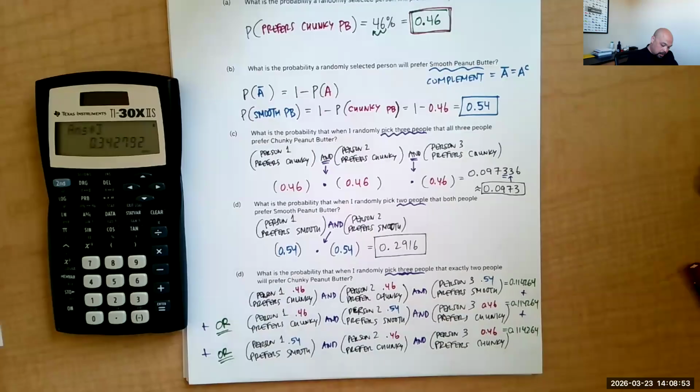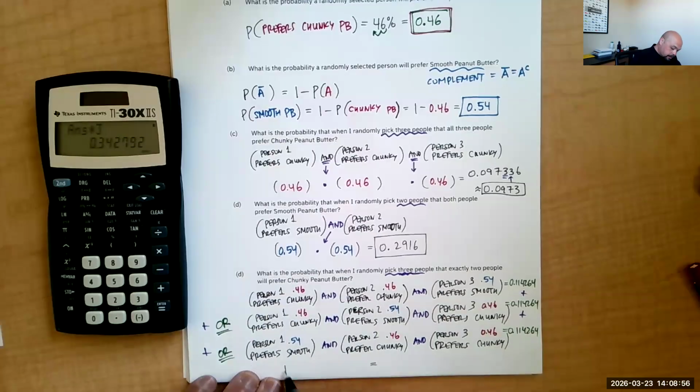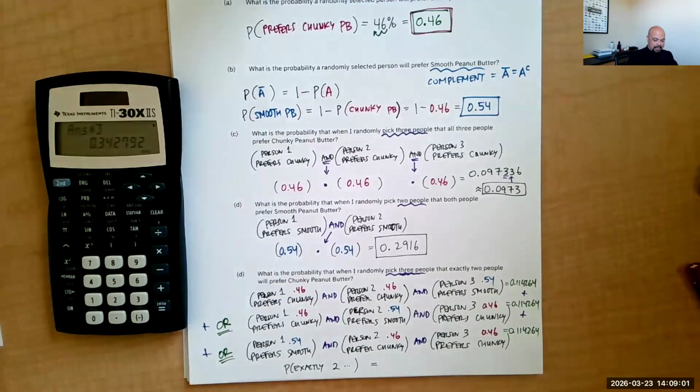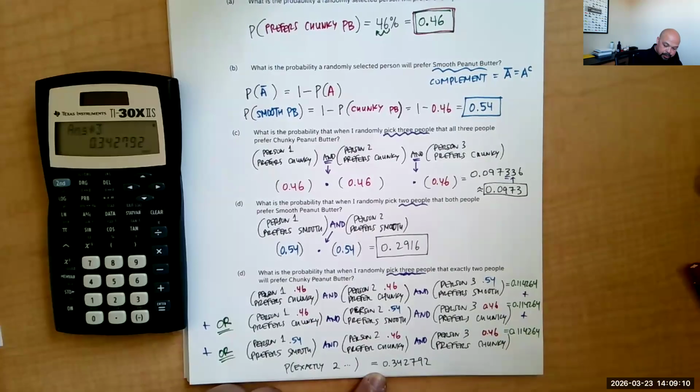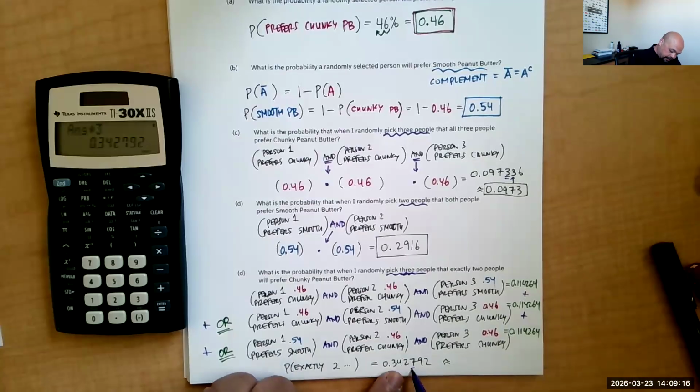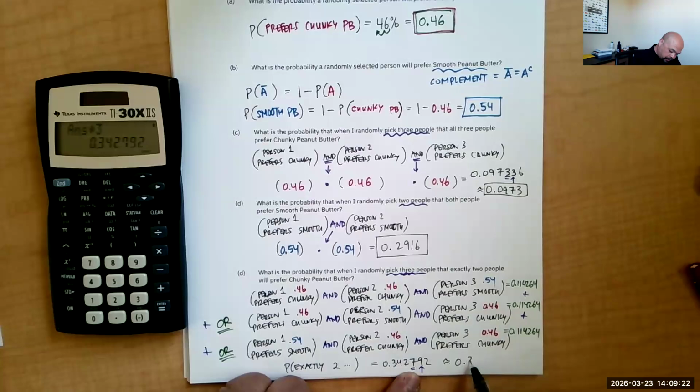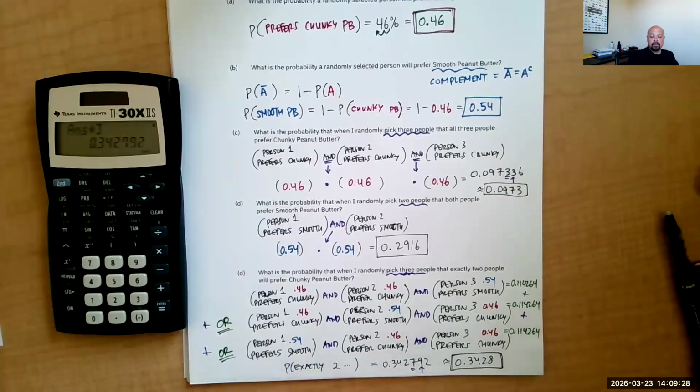And as the end result, our probability of exactly 2 preferring chunky, the long decimal, taking these values and adding together, 0.342792, rounding that to 4 decimal places, 1, 2, 3, 4. That's 7, the value we're rounding. 9 tells us to round up, 0.3428. Okay. So looking at that result, that rounding involved.